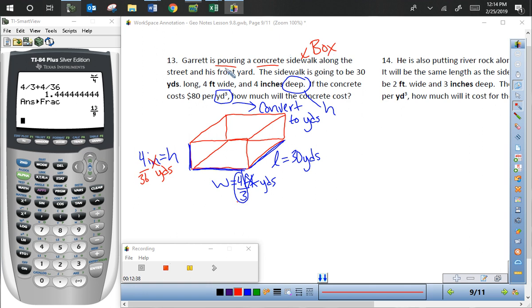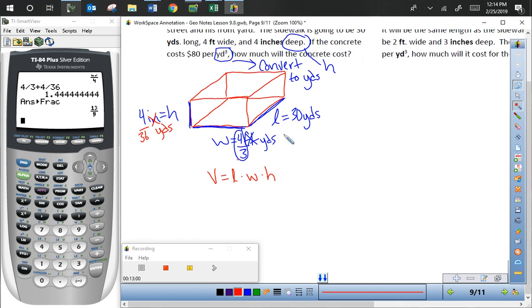Since we're pouring the concrete to fill the box, this is a volume problem. Okay, this is why I asked you to grab out your cheat sheet. On your sheet you should find the volume of the box, and that's equal to length times width times height, and we can plug all these numbers in. So we've got 30 for the length. We've got our width is 4/3. And we've got our height is this 4/36.